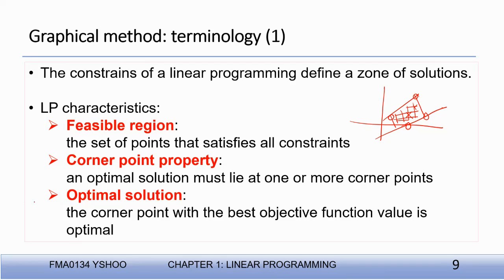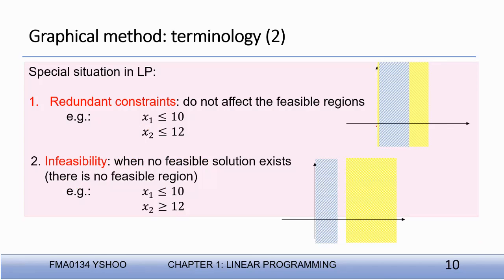Okay, and what is called the optimal solution? From all the corner points, that is your candidate. You choose which one fits your objective function. Then there are a few situations in linear programming. The first one is the redundant constraint.